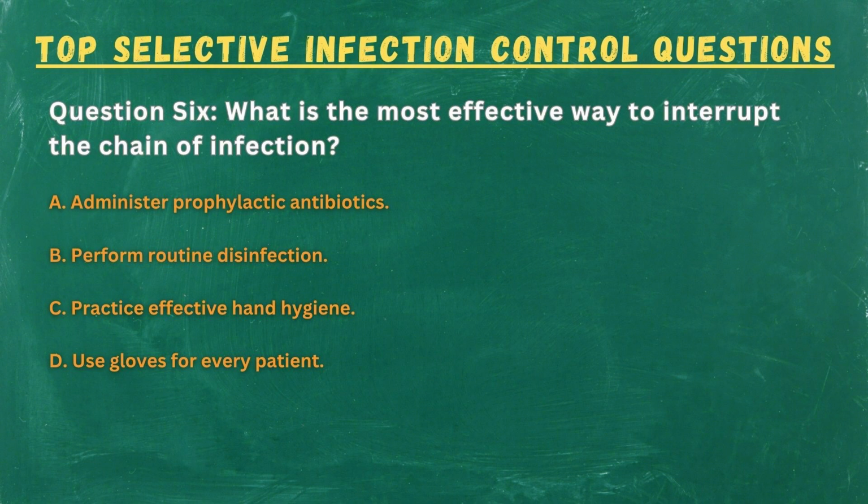Question 6. What is the most effective way to interrupt the chain of infection? A. Administer prophylactic antibiotics. B. Perform routine disinfection. C. Practice effective hand hygiene. D. Use gloves for every patient. Answer. C. Practice effective hand hygiene.